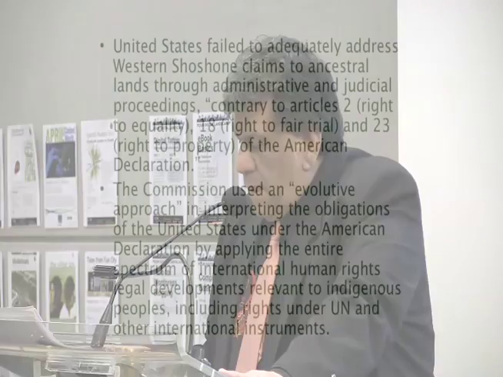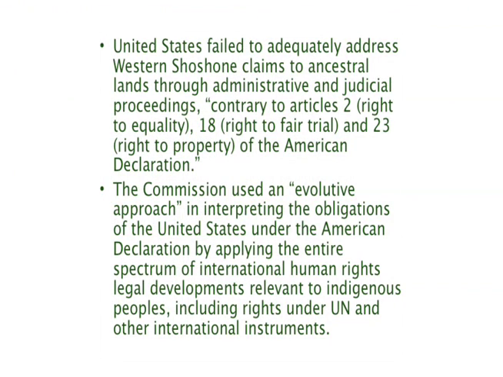In that case, because like Canada, the United States hasn't signed on to the Inter-American Convention on Human Rights, they couldn't go to the court. They could only go as far as the commission. But the commission said that the United States had failed to adequately address the Western Shoshone claim to ancestral lands through administrative and judicial proceedings. The commission used an evolutive approach in interpreting the obligations of the United States under the American Declaration by applying the entire spectrum of international human rights legal developments relevant to indigenous peoples, including rights under the UN and other international instruments.